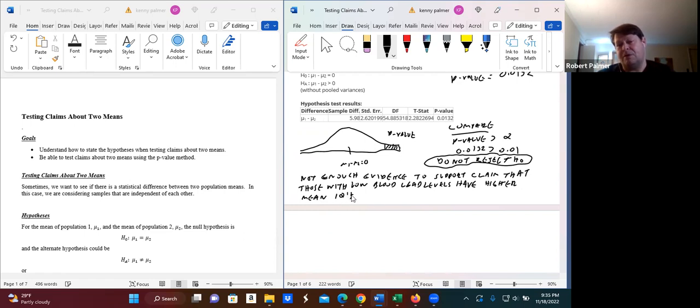And also say all IQs, I'll say at the 0.01 significance level. I'll just abbreviate that. Okay, so let's repeat that. So basically from this test, there's not enough evidence to support the claim those with low blood lead levels have higher mean IQs than those that have higher levels at this significance level, 0.01 significance level.